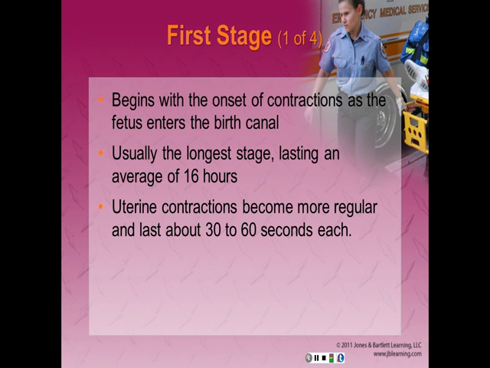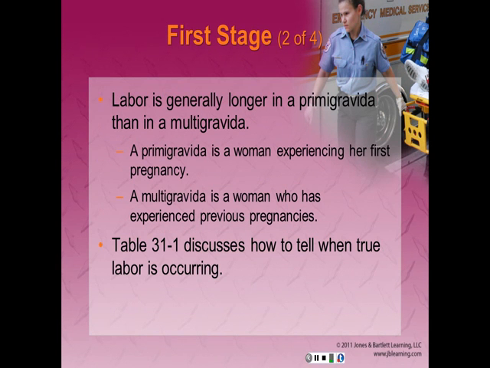The onset of labor starts with contractions of the uterus. Other signs of the beginning of labor are the bloody show and the rupture of the amniotic sac. The frequency and intensity of contractions in true labor increase with time. The uterine contractions become more regular and last about 30 to 60 seconds each.